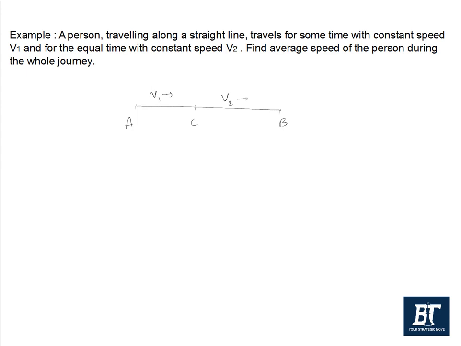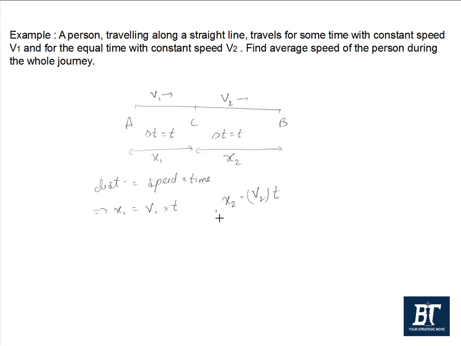In this question, a person is traveling with the speed v1 for some time, let's say t, and for the next equal interval of time it is traveling with the speed v2. We are assuming the distance between A and C to be x1 and the distance between C and B to be x2. We know that distance is equal to speed into time, so x1 will be equal to v1 into time t, and x2 will be equal to speed, that is v2, into time taken, that is t.